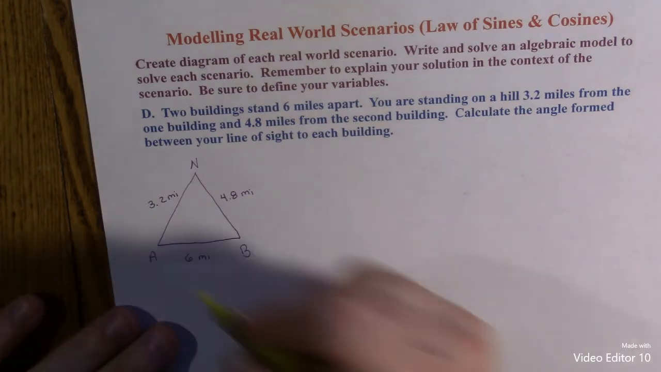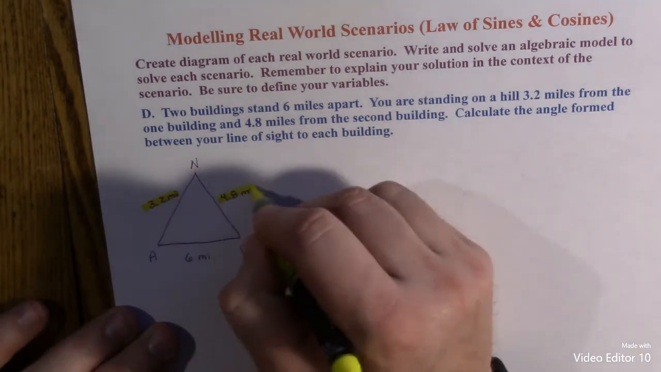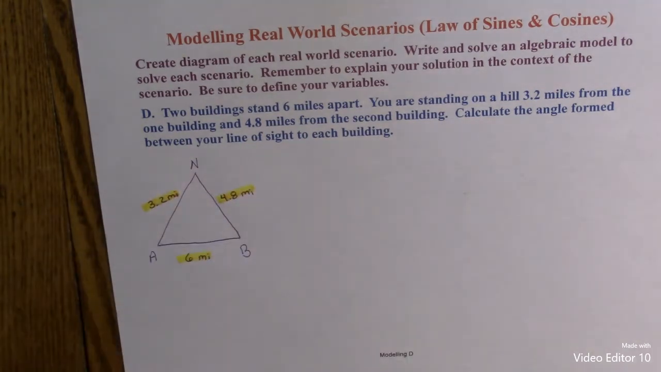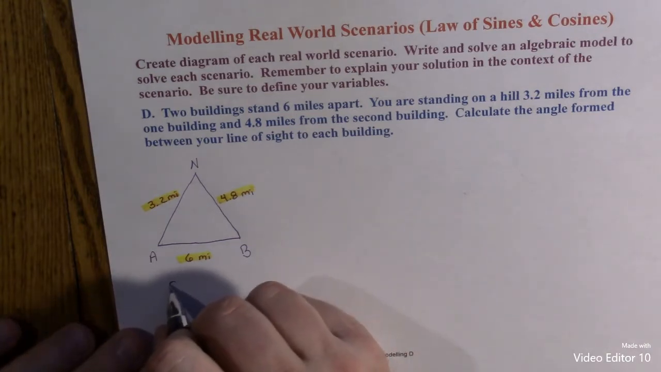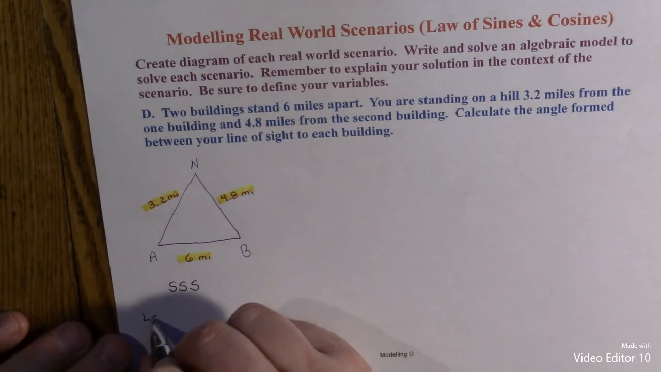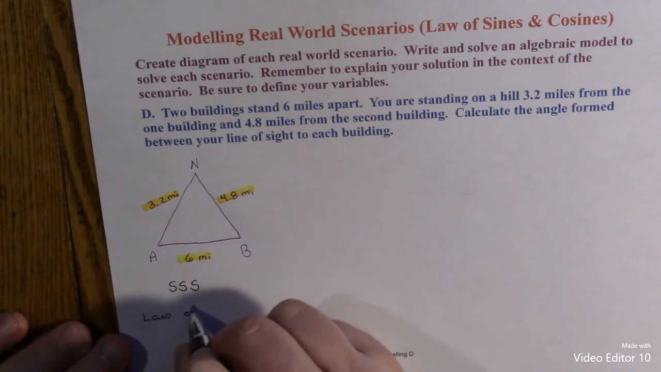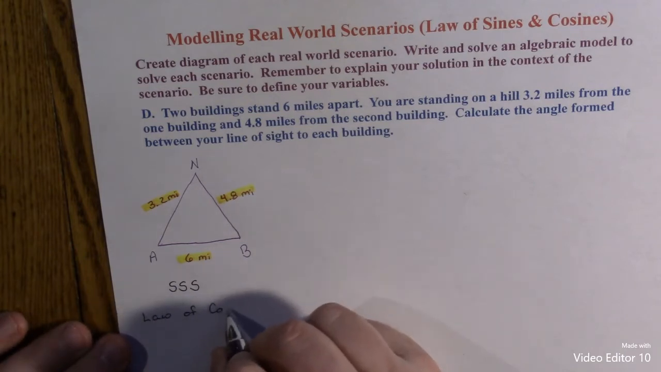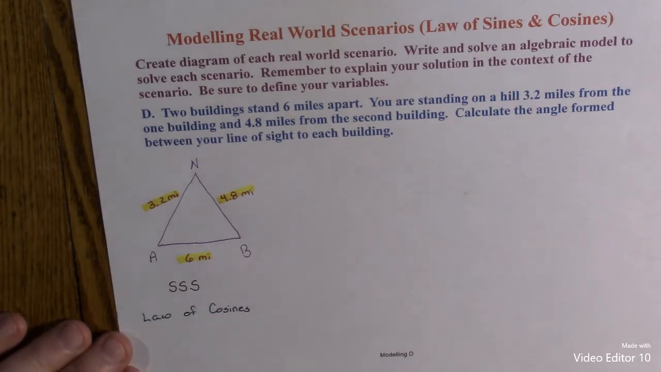Now when we look here, we can see that we have all three sides, but we do not have any of the angles at this time. With three sides, we have side, side, side, which is law of cosines. We'll be doing the law of cosines for this one. This one's a little more difficult. You have to be careful.